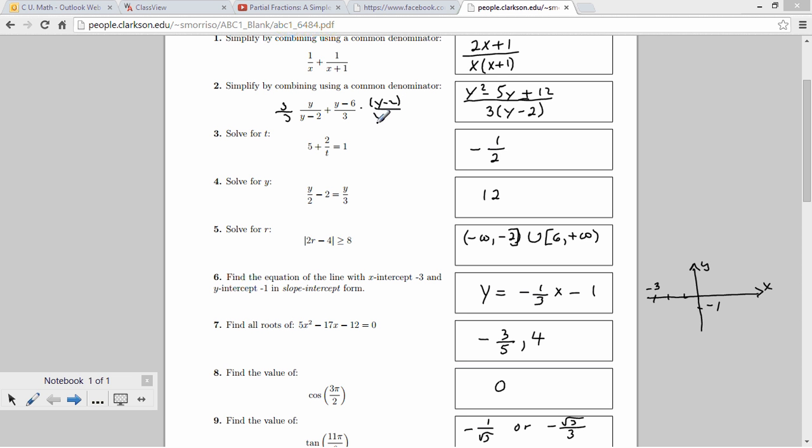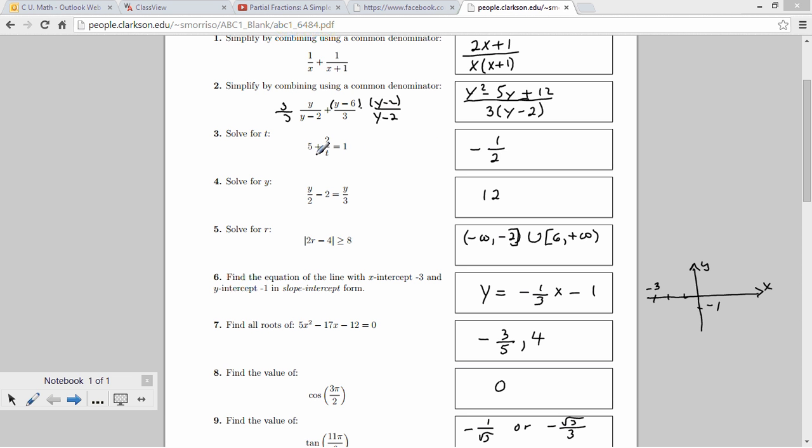Right? And in doing that, you're going to multiply the 2 binomials and then add on the 3y. And so when you're all done, you should have a y squared minus a 5y plus 12 as your numerator. And denominator, you could have left it in the factored form, or you could distribute that.